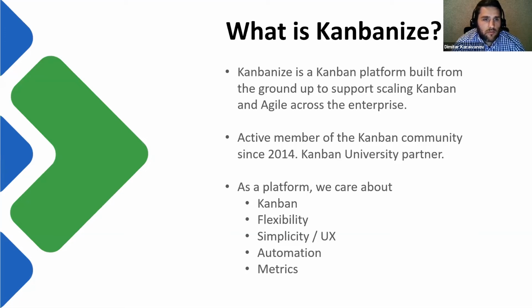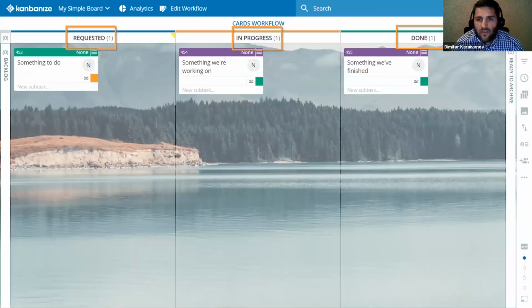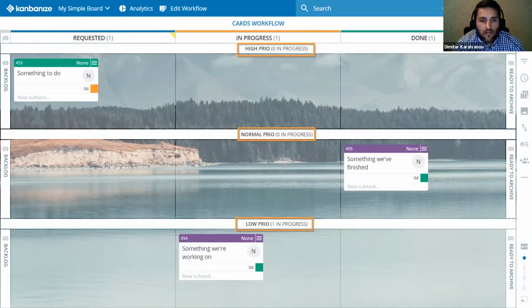So let's switch gears, and I show you the simplest form of board inside Kanbanize. You have just the three columns: requested, in progress, and done. They're color coded. So what's not started is blue, and what's in progress is orange right here, and the done area is green. You can also think about this as commitment lines.